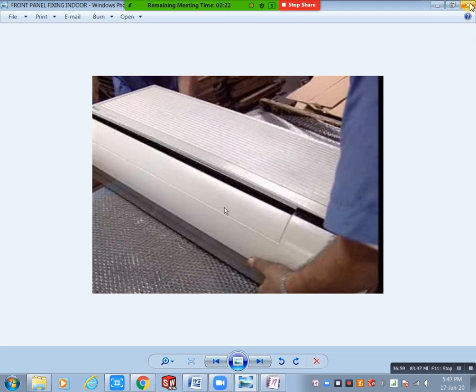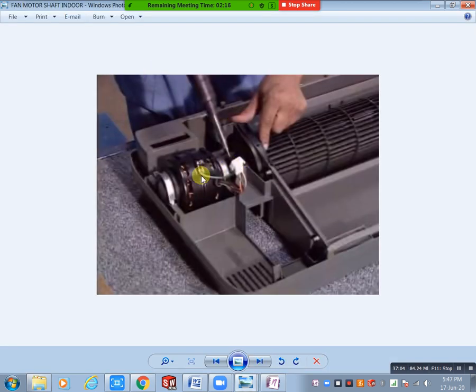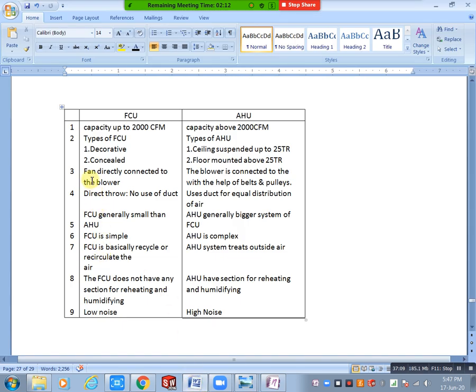Next, the blower is connected with the help of belts and pulleys. Next, direct throw. No use of duct. Here we can't use our duct. Here it uses duct for equal distribution of air. Next, FCU is generally smaller than AHU and AHU is generally a bigger system than FCU. FCU is simple and AHU is complex. FCU basically recycles or recirculates the air and AHU system treats the outside air. Why? Because our machine is placed outside. Here our machine is placed indoor, but here we are placing outdoor.